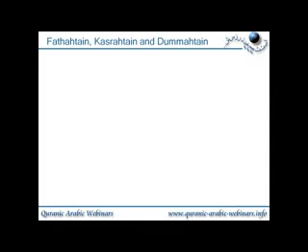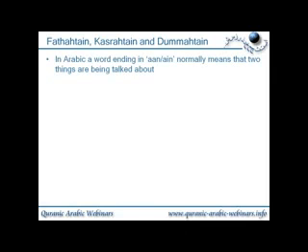Terminologies then: fatatain, kasratain and dhammatain. In Arabic, a word ending in an or ain normally means that two things are being talked about. So this is just a bit of background, again, this is really grammar. In Arabic grammar they have a concept of singular, dual and plural. So you can be talking about one thing, two things, or more than two things.